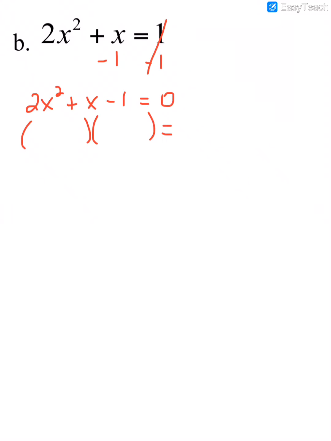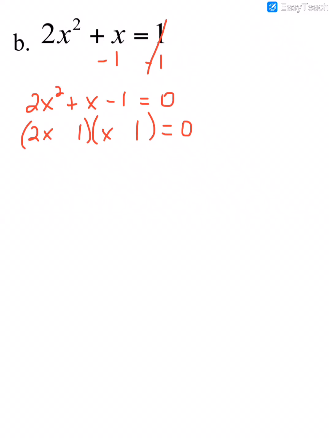And remember, this is kind of like backwards from FOILing. Whatever goes in the first two spots need to multiply together to give me this term. So what can I multiply together to get 2x squared? It would be 2x and x. Okay, the things that go in the last two spots need to multiply together to give me 1. Well, the only thing that I can multiply to get 1 is 1 and 1.